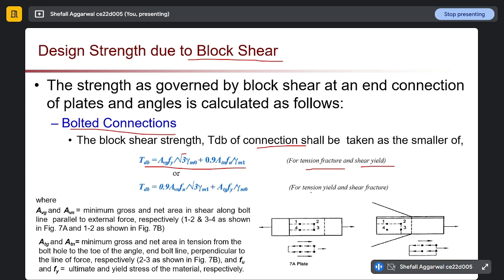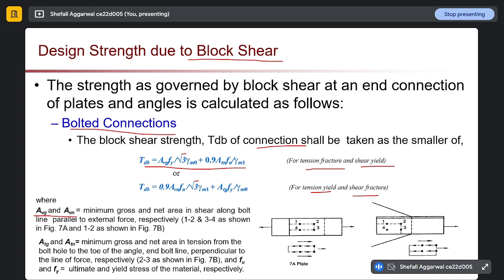So if it is the opposite, if we have yielding in tension and fracture in shear, then our formula will change accordingly. This part will come here, 0.9 AVN FU divided by root 3 gamma M1 plus ATG FY upon gamma M0. Okay. So what are the different areas we have?